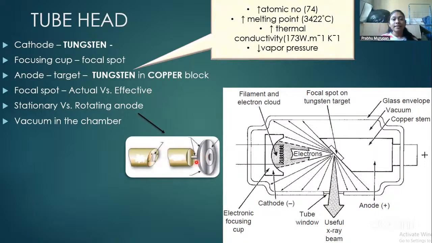And then obviously we need to understand one thing: there should be complete evacuation within the chamber. There is complete vacuum within the chamber. The reason, because if any other molecules are present there, what will happen? There's going to be collision between your tungsten particle and the other particles that are present. So we need complete vacuum within the chamber. That is why we call it an evacuated glass chamber. Okay.